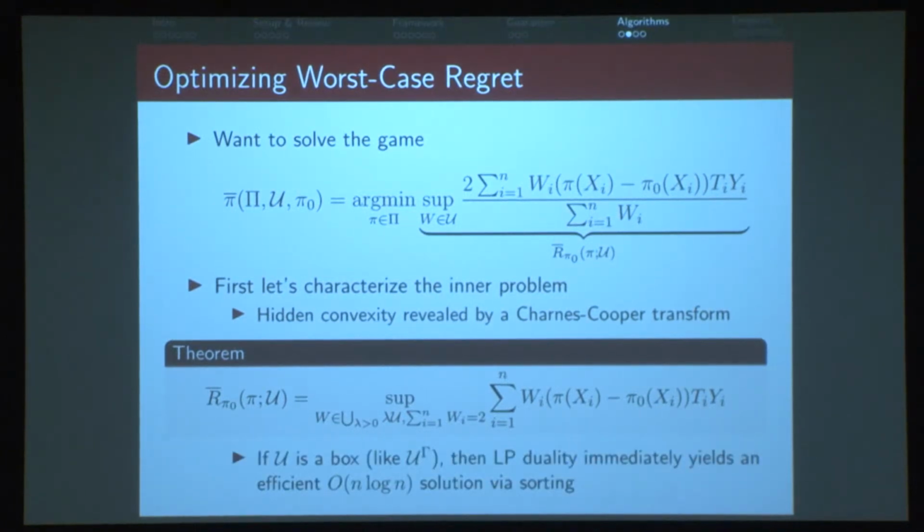So what this means is that if the uncertainty set is a box, you can use LP duality to get an efficient solution to this. You can find the worst case W just by sorting. Okay, so that's an n log n algorithm. Generally, if you use something else, just send it to some solver.